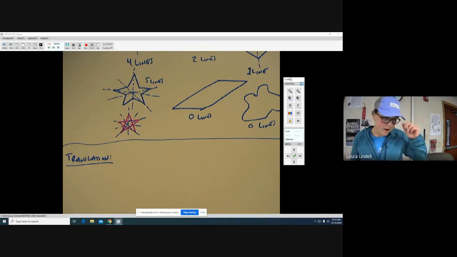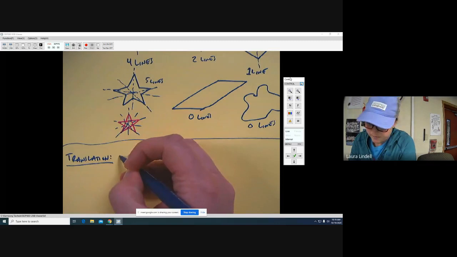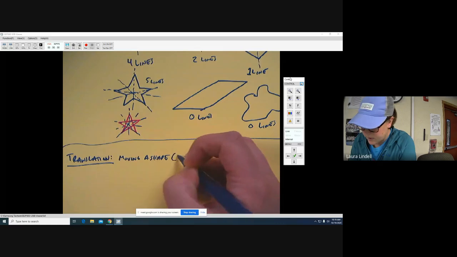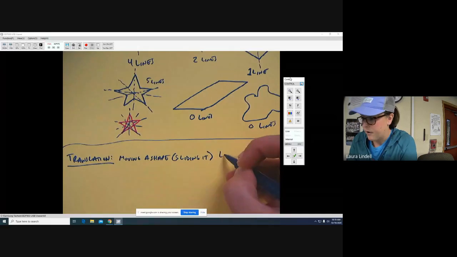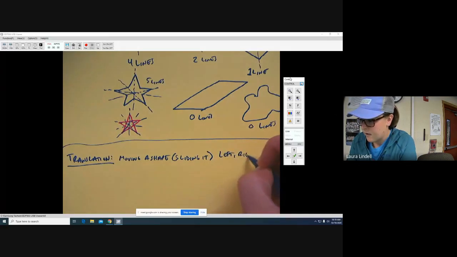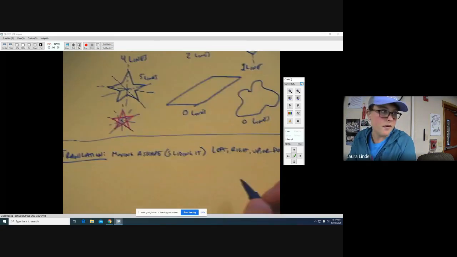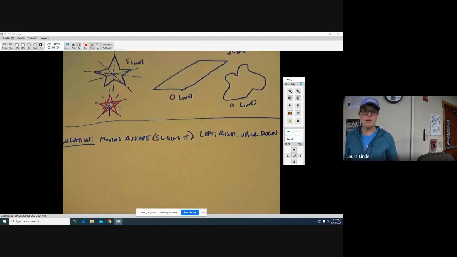We're going to start off with kind of what it is, I guess. So translation: moving a shape, sliding it left, right, up, or down. Those are all the directions that we are going to be moving it. And the instructions that we will get for moving our shape around will come in that format of how many are we moving it left, how many are we moving it right, how many are we moving it up or down.